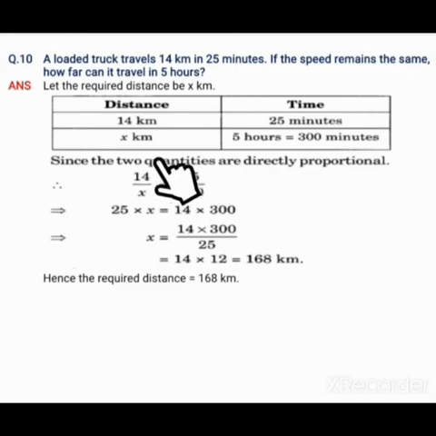Next one, last one. A loaded truck travels 14 km in 25 minutes. If the speed remains the same, how far can it travel in 5 hours? Distance, time. 14 km distance, 25 minutes. How much distance covered in 5 hours? 1 hour equal to 60 minutes. So how many minutes for 5 hours? That is 300 minutes. Direct proportion, 14 by x equal to 25 divided by 300. So our answer is 168 kilometer.